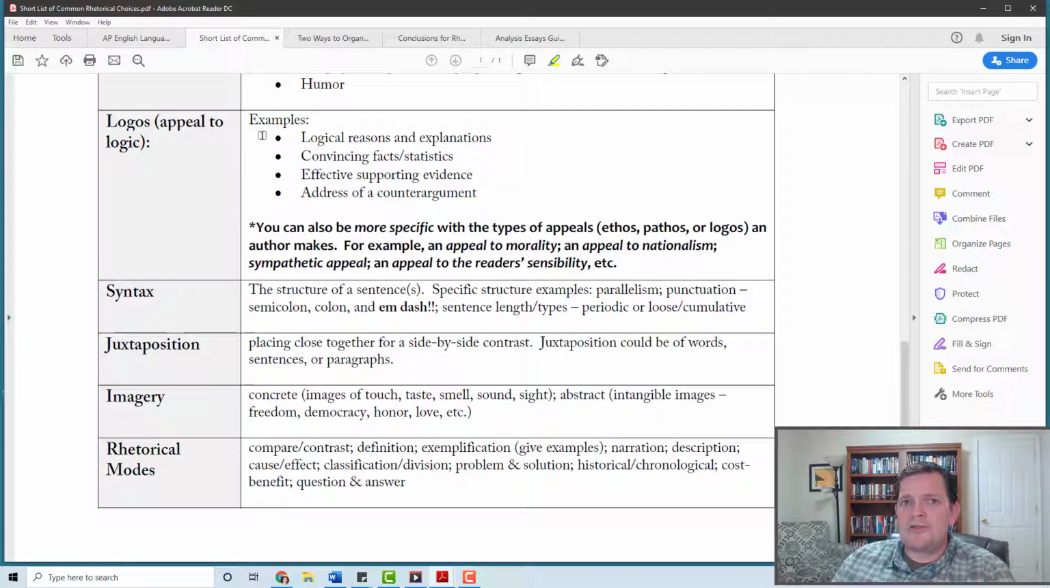But some things to pay attention to look for: logical reasons and explanations, convincing facts and statistics, effective supporting evidence, an address of a counter-argument. And with most of these, I would say that this is the author using logical arguments. They're not necessarily appealing to logic. They are not saying, look at logic. Logic is what will save us from this complex circumstance. Just think through this rationally. Those would be appeals to logic.